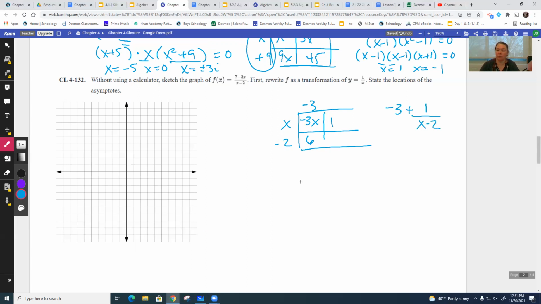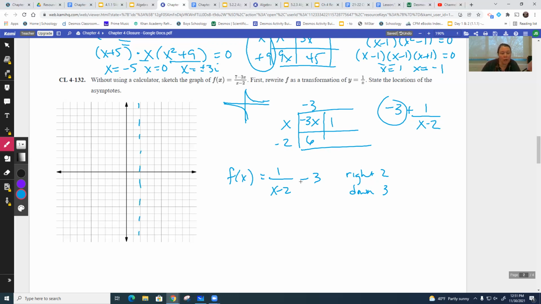So this I can rewrite as negative 3 plus my remainder over my divisor. When we write it as a transformation of this, we usually write this like at the end, that's like our k value. So 1 over x minus 2, minus 3. So when I look at this and it's a transformation of this, I know that this minus 2 tells me I've gone to the right 2, and this minus 3 tells me I've gone down 3. Normally for this graph, the asymptotes are the x and the y axis. Now I'm going to the right 2, so now I'm going to have a vertical asymptote through 2. And I'm going down 3, so now my horizontal asymptote is down 3.